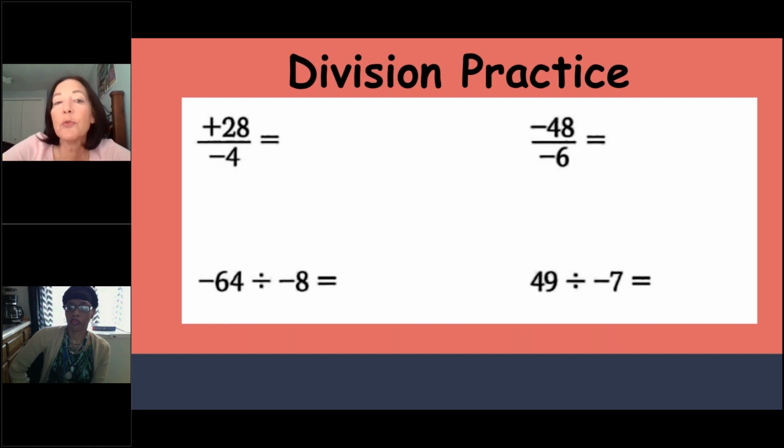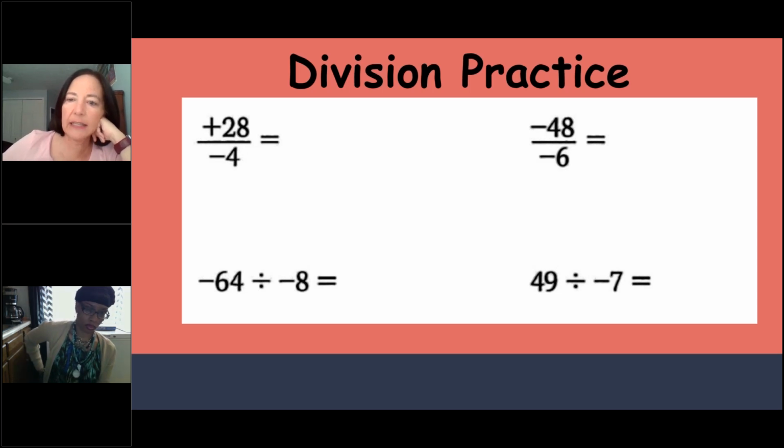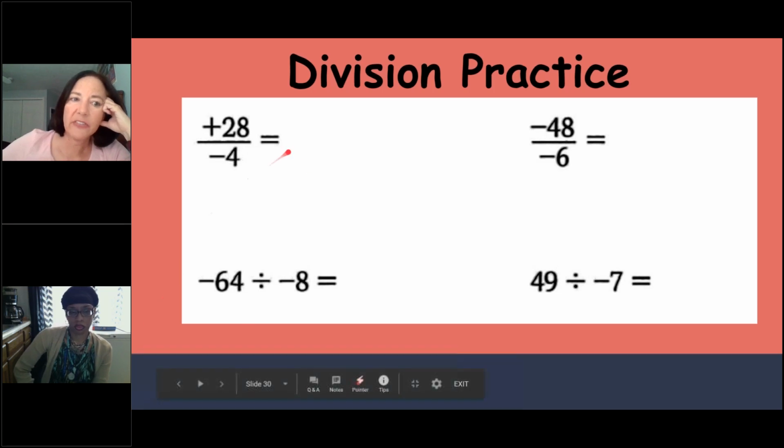Okay, so now we're going to do some more division practice. I wanted to expose you to different ways to write division. In the pretest that we did, I was typing it on a keyboard, so the numbers were side by side. This one actually looks like a fraction. It says positive 28 divided by negative 4. So those signs are different. So our answer, or our quotient, is it going to be a positive or a negative? A positive.